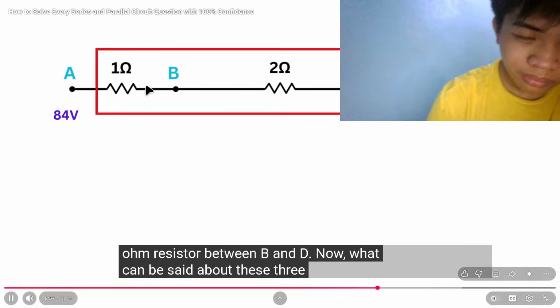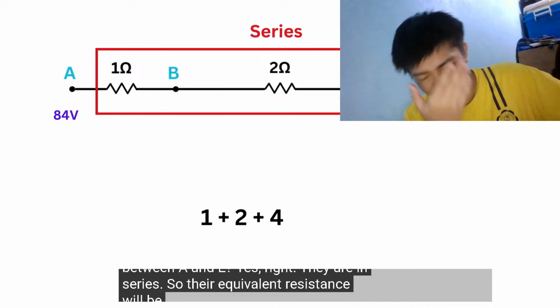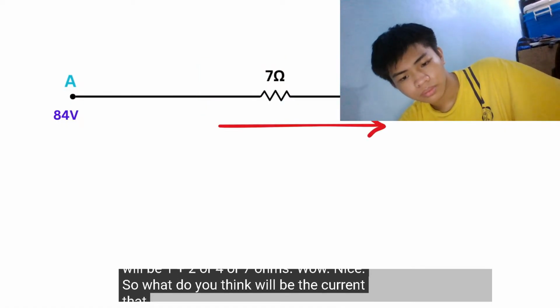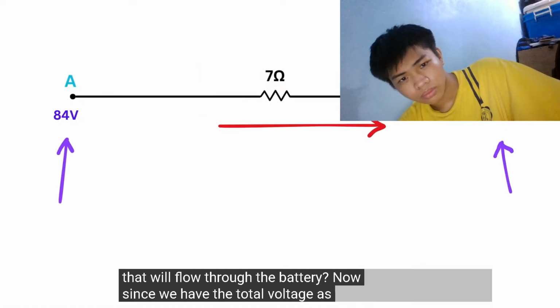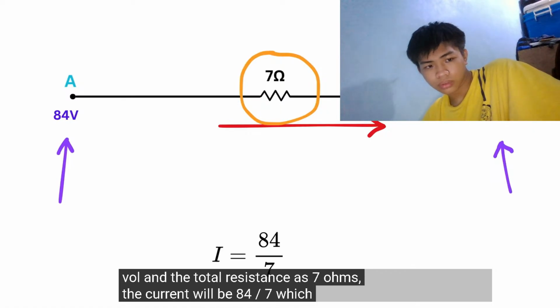Now, what can be said about these three resistors between A and E? Yes, right. They are in series. So their equivalent resistance will be 1 plus 2 plus 4, or 7 ohms. Wow, nice. So what do you think will be the current that will flow through the battery now? Since we have the total voltage as 84 volts, and the total resistance as 7 ohms, the current will be 84 divided by 7, which is 12 amperes.